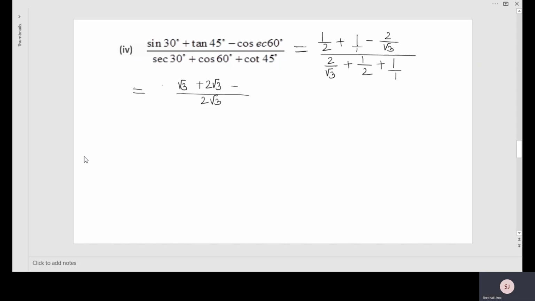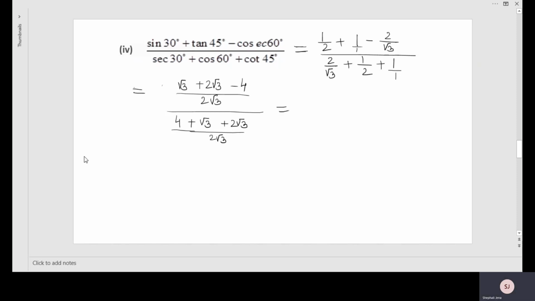2 root 3 minus. Here only root 3 is there, but the LCM is 2 root 3, so you should multiply 2 with the numerator 2. So 2 into 2, minus 4, the whole divided by, again here 2 root 3 also, the LCM is 2 root 3. Now you should multiply 2 to the 4, because here only root 3, so 4 plus, here only root 3, plus 2 root 3.